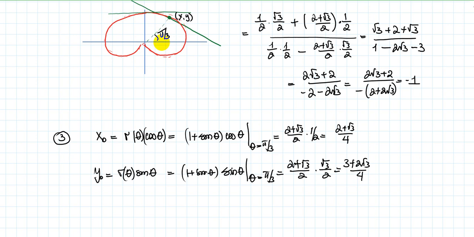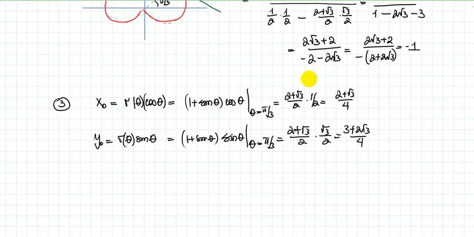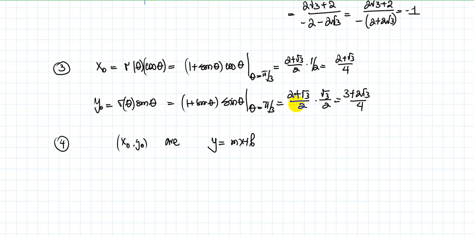Okay, this angle is pi over 3. So now we need to find b, the y-intercept. At which point is this line going to cross the y-axis? Where is this line crossing the y-axis? So step number 4. x0 and y0 are lying on this line, mx plus b, so they should satisfy this equation.